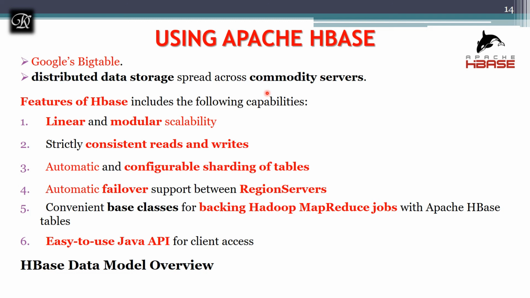You can come up with an assembled system. It can be any machine that has a minimum configuration where you can install Hadoop. That is the beauty of Hadoop, right? Hadoop works on commodity hardware. So here, distributed data storage is supported with HBase on the commodity servers.